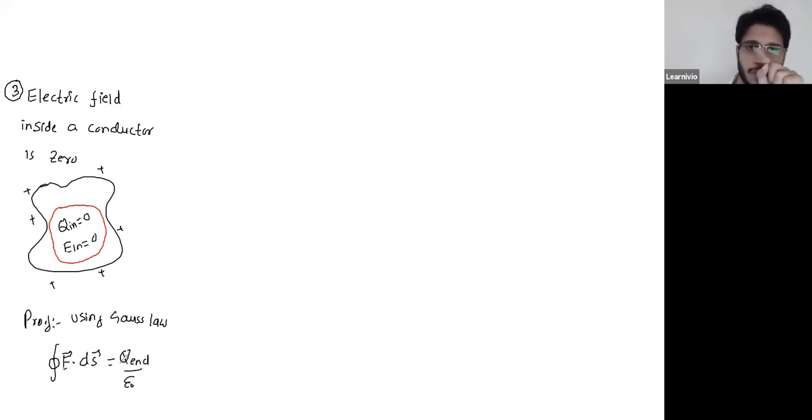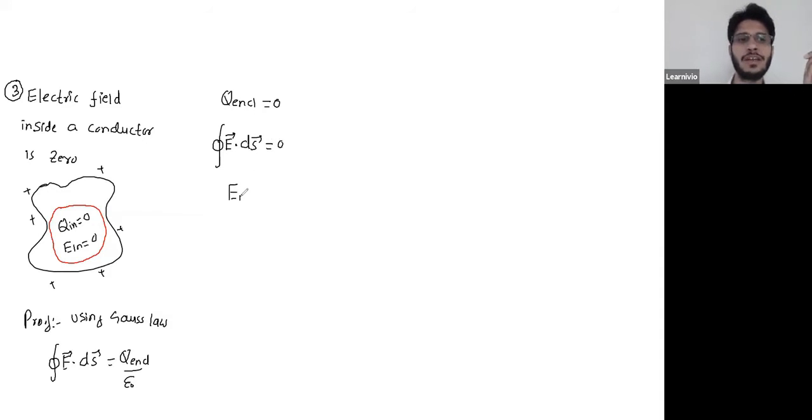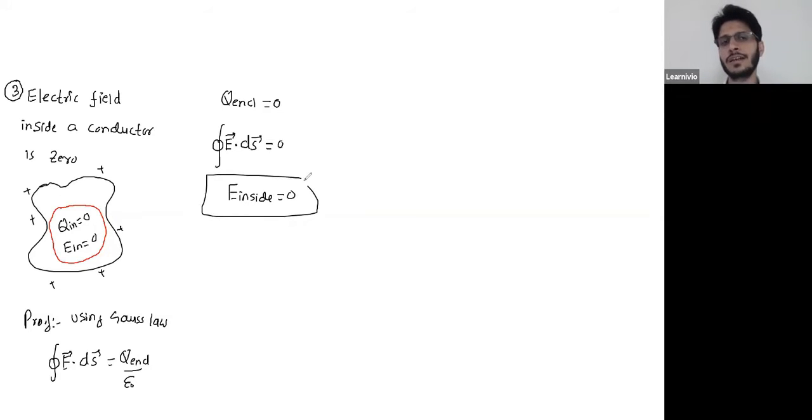So if your Gaussian surface is within the conductor, then inside that Gaussian surface, the net charge is zero, because Q enclosed is always zero. If Q enclosed is zero, that means closed integral of E dot ds is zero, which simply means that electric field inside the conductor is zero. So the simple two-line proof: if charge inside a conductor is zero, then according to Gauss law, electric field is also zero.